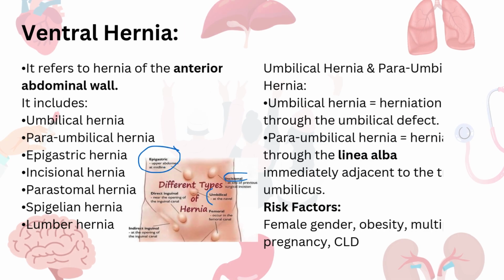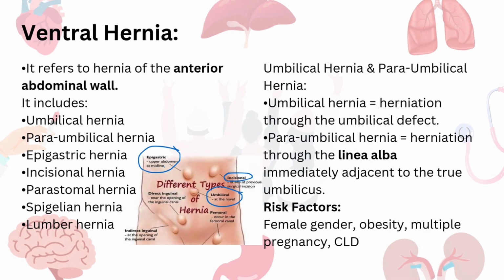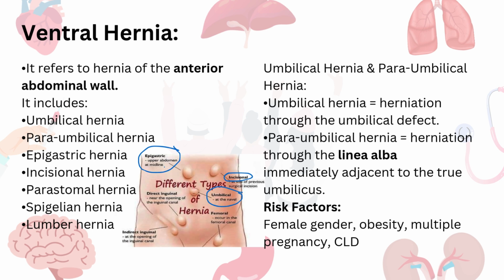And then come the ventral abdominal hernias. We are done with femoral hernia, we are done with inguinal hernias, then the rest of the hernias of the anterior abdominal wall are included in the category of ventral hernias. Ventral hernia refers to a hernia of the anterior abdominal wall. It could be umbilical hernia, paraumbilical hernia, epigastric hernia, incisional hernia, parastomal hernia, spigelian hernia, or lumbar hernia. And the names are very clear in what they might include.